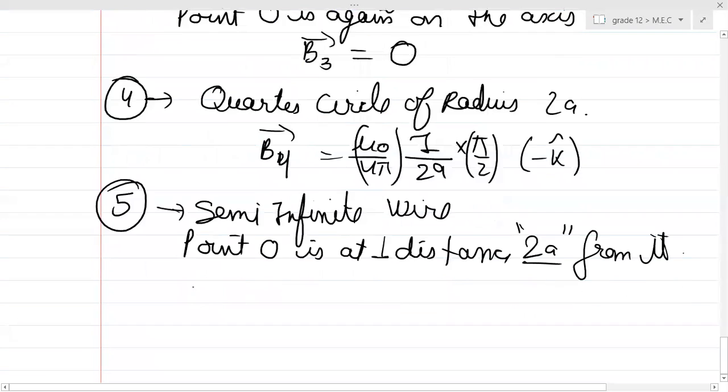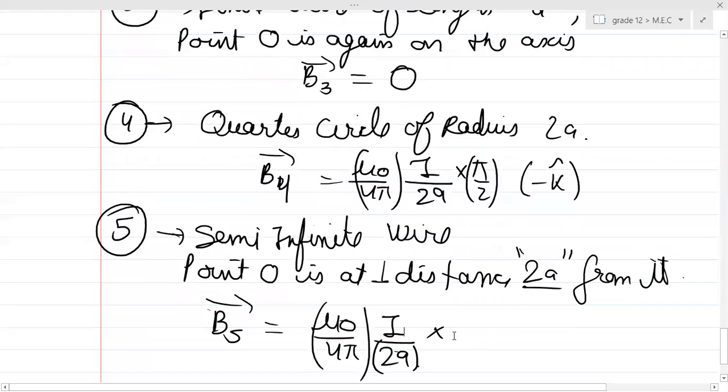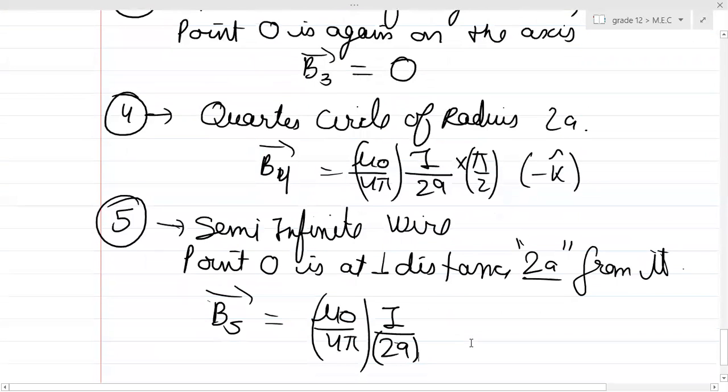So basically the magnetic field due to the fifth part will be equal to mu naught by 4 pi into I by R. And what is the distance R? 2A. Very good. So basically I by 2A, into, what is the direction? I think this is the formula, right? Mu naught by 4 pi into I by R. If it was an infinite wire, then it would have been 2I by R.